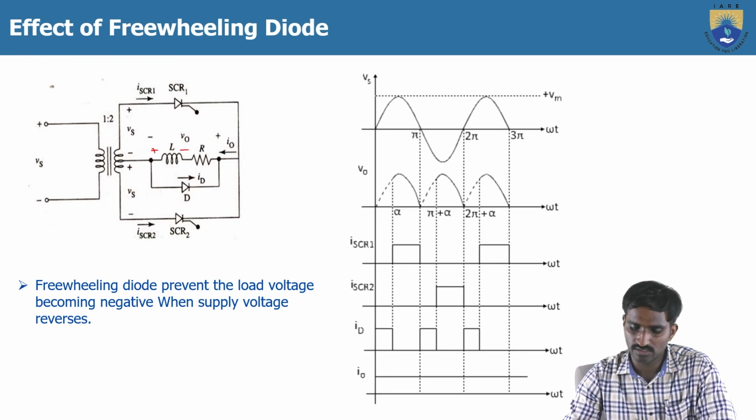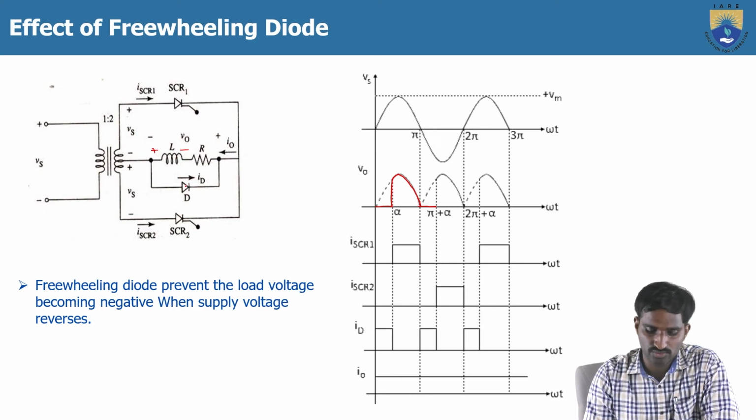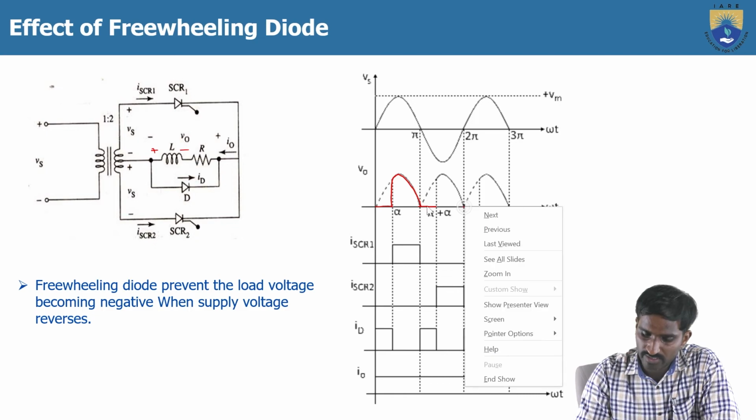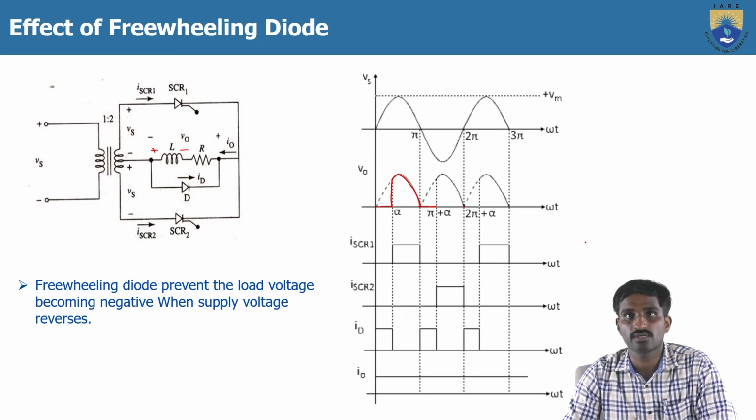So that's why you can see the output voltage waveform. From 0 to alpha there is no voltage, then alpha to pi, and again during pi to 2 pi the inductor will discharge through the freewheeling diode D, and again from 2 pi to 2 pi plus alpha, and pi to pi plus alpha, the same thing happens. So that is the advantage of the freewheeling diode in the full wave midpoint converter.